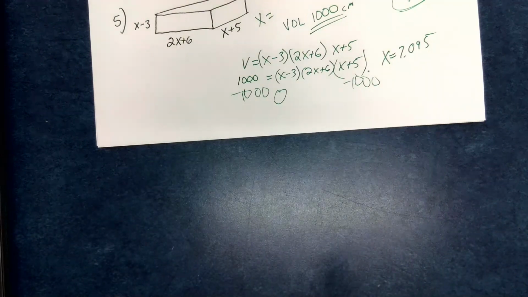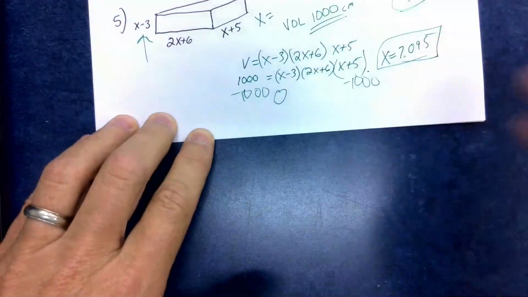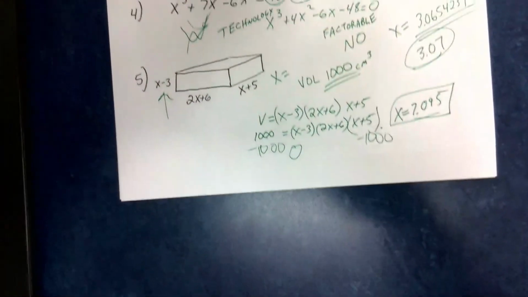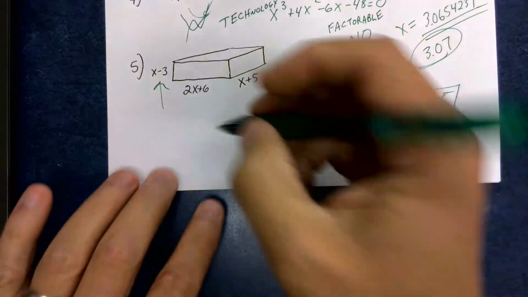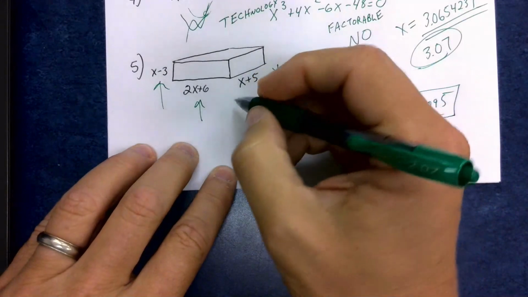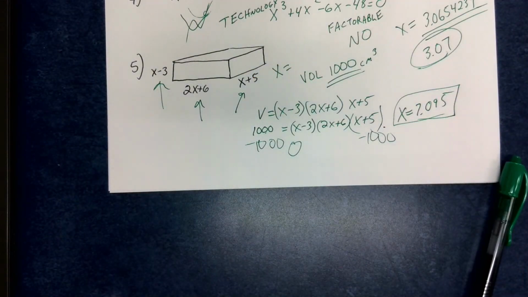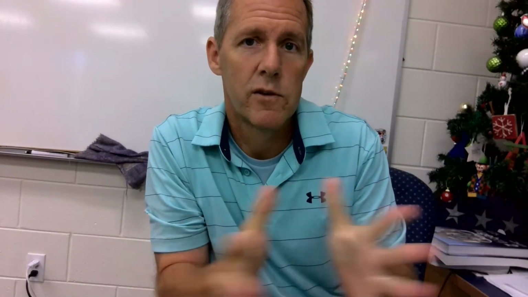Now what does that actually mean? I would then take that 7.095 and plug it into x minus 3 to find the height. I'd plug the 7.095 into 2x plus 6 to find the length, and plug it into x plus 5 to find the width. And that is our applications with quadratic solving. Again, solving quadratic equations, use your calculator. Remember, if you're having issues with the graphing calculator, you can always go to that MathBits website too. That'll give you lots of good, helpful information for that.